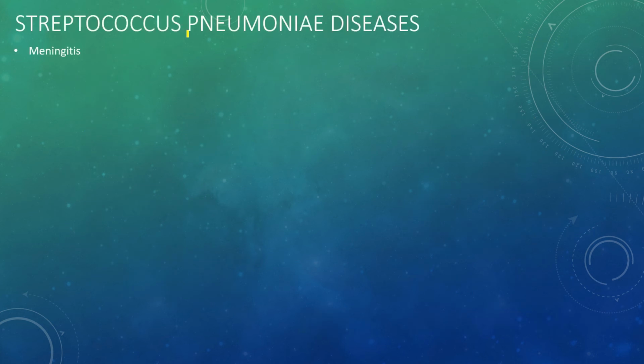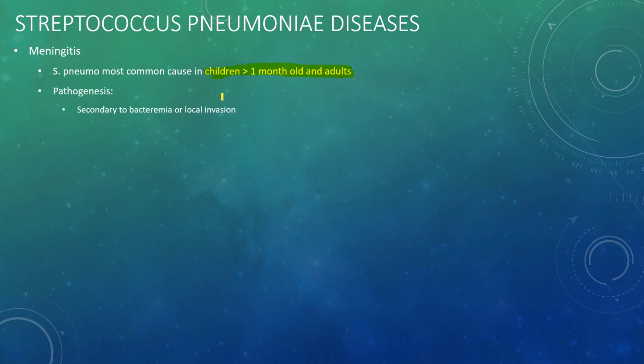Now some more diseases caused by Streptococcus pneumoniae. Meningitis. Strep pneumo is the most common cause of meningitis in children older than a month old, and also in adults. Alright, very important to know that strep pneumo is a very common cause of meningitis. So the reason why meningitis happens is that strep pneumo gets into the blood and then also can locally invade into the meninges. So from the blood it can reach the blood-brain barrier and into the meninges, or a local invasion directly into the meninges.